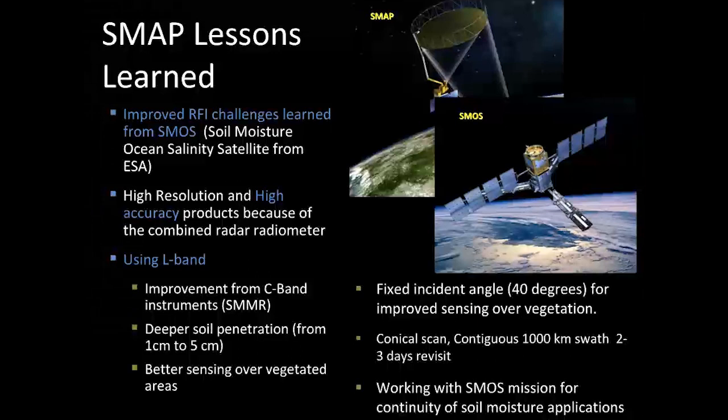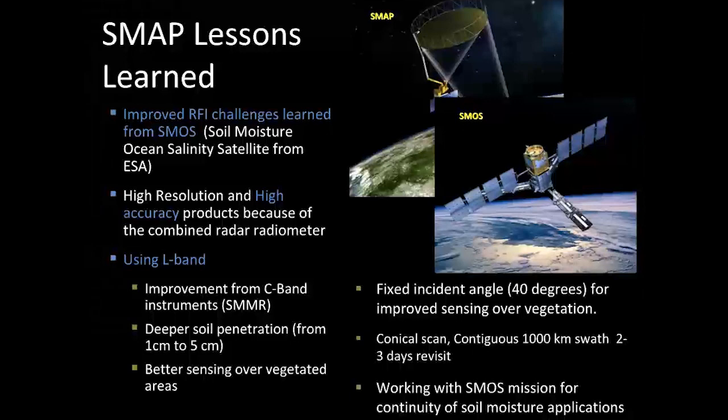SMAP is able to test the high resolution and high accuracy combination using not just L-band, but the radar radiometer combo. And like I said earlier, we have deeper penetration into soils. We also have better sensing over vegetated areas, increasing the amount of vegetation per grid cell that you can have and being able to see through the canopy.